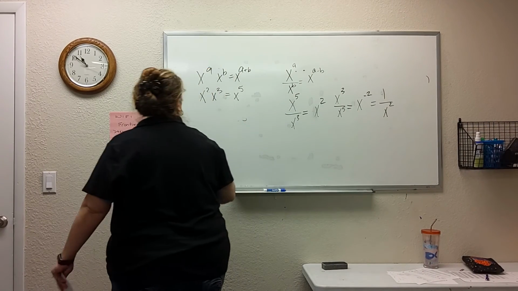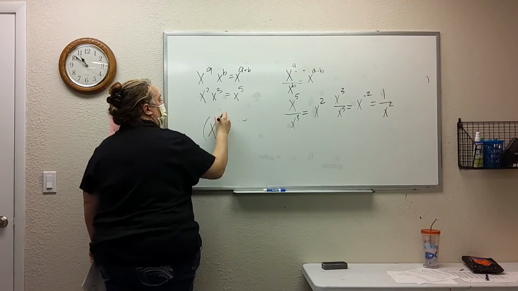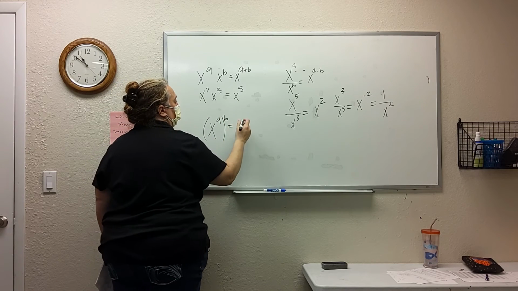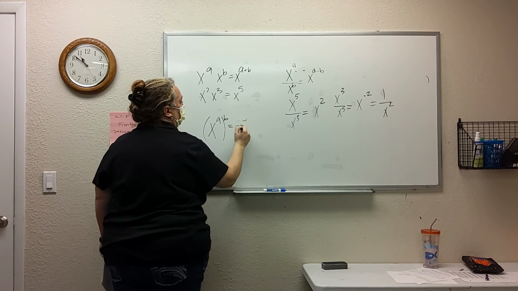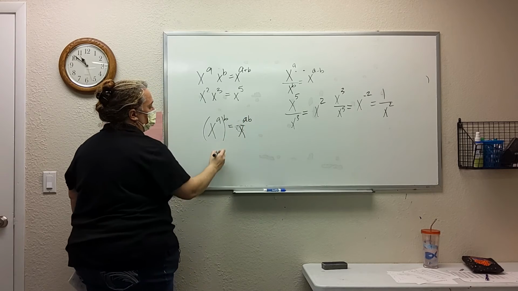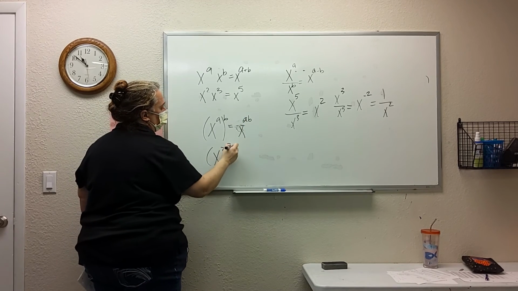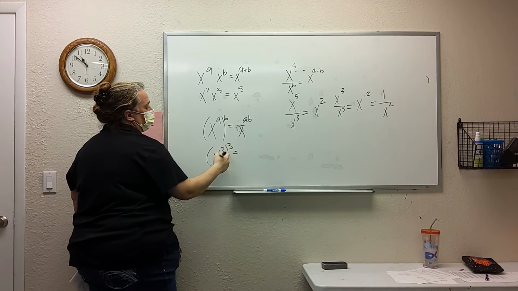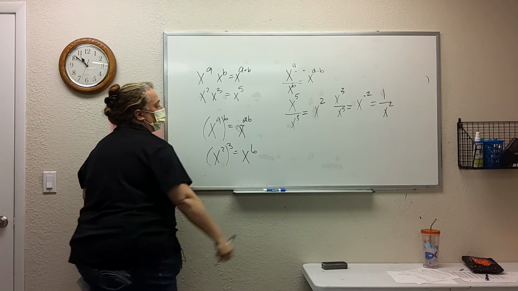Second row, x to the ab. All we're doing is multiplying. So this is like x squared cubed. So we multiply our two numbers together. This is x to the sixth. Okay.